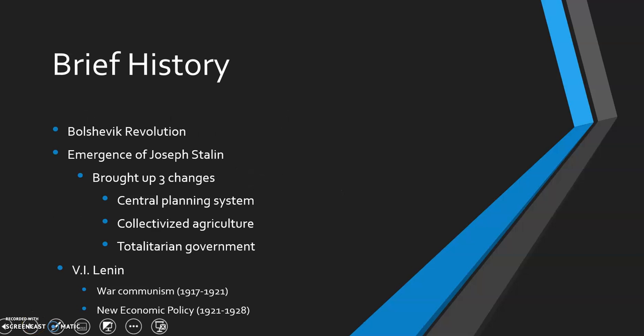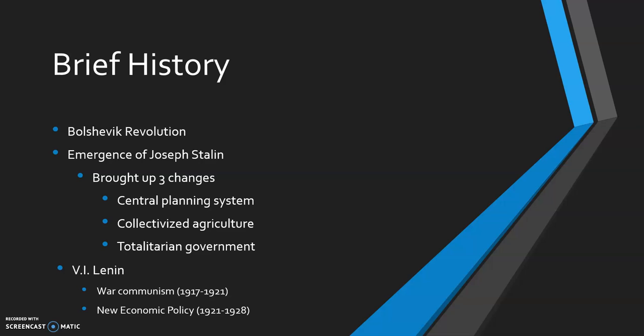Just a quick brief history of what happened before this time. The command economy followed the Bolshevik Revolution, which was a sharp change from the Tsarist era. The last 3 decades of the Tsarist era showed growth, except it was still relatively low after the revolution was done. Then Joseph Stalin emerged and he brought upon 3 changes.